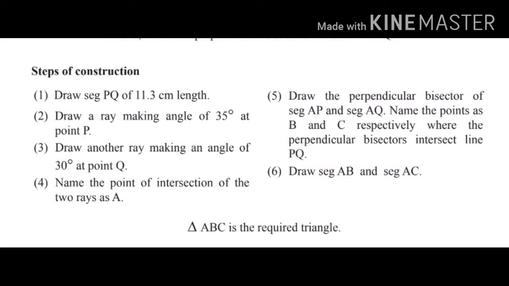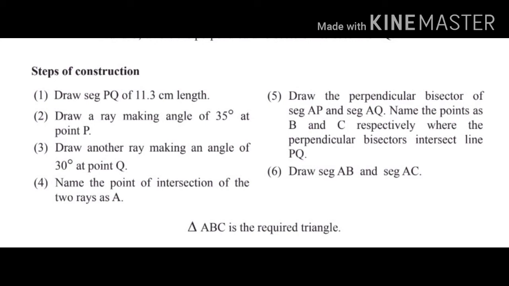Then the next step is to draw a ray making an angle of 35 degrees at the point P. The angles given to you are 70 degrees and 60 degrees. Half of 70 degrees is 35 degrees and half of 60 degrees is 30 degrees. So draw a ray making an angle of 35 degrees at point P and draw another ray making an angle of 30 degrees at point Q. That means half of the given angle. Name the point of intersection of these rays as point A.